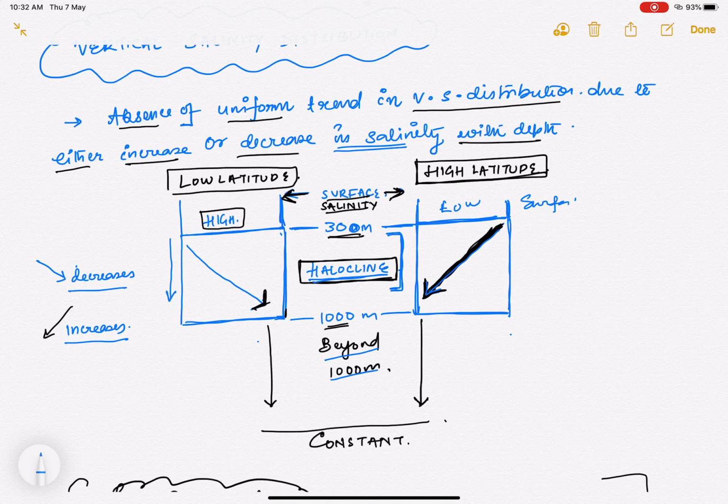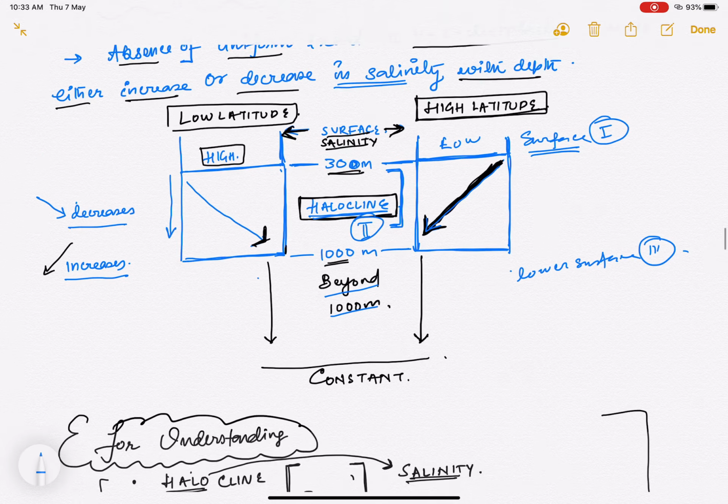This is your surface, this is your halocline, this is your depth. This is the upper surface, this is the lower surface, we can say. We can divide it into three parts: the upper surface, the halocline, and then the lower surface. Within the halocline zone, the salinity fluctuates. It can decrease or it can increase.